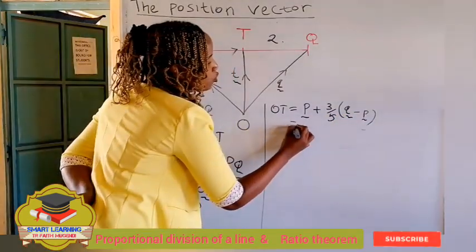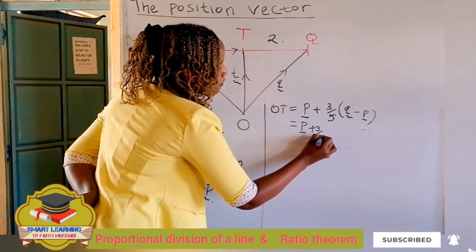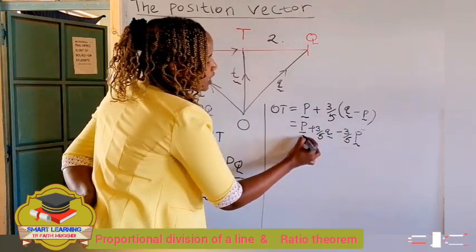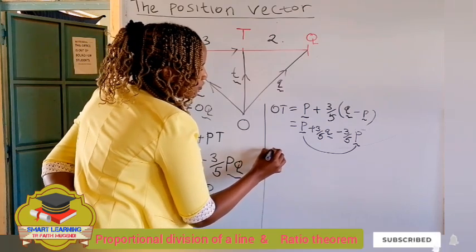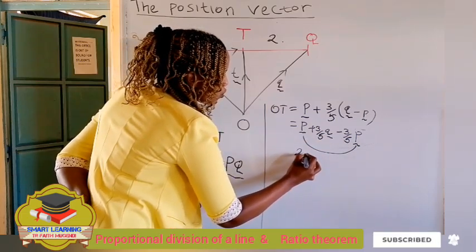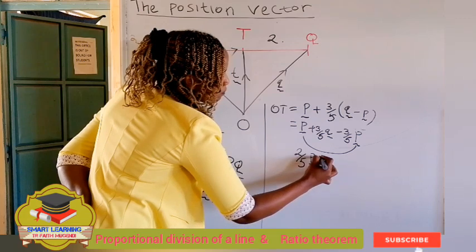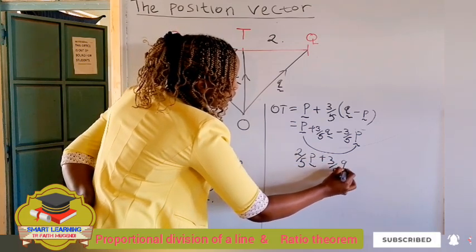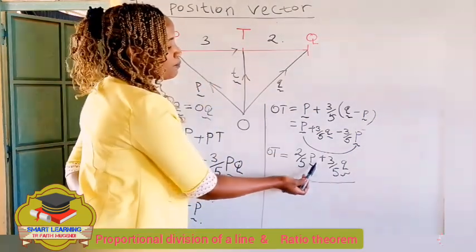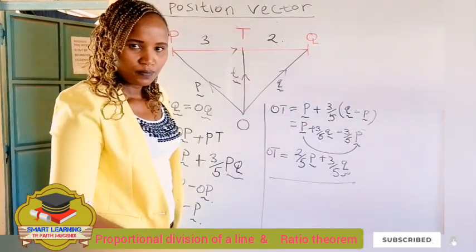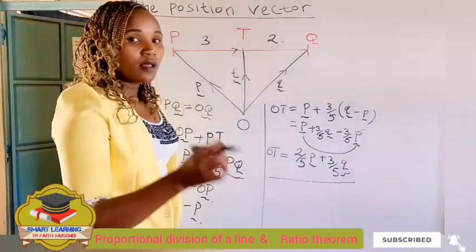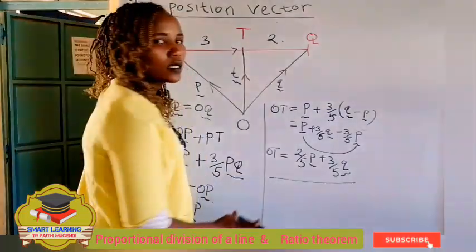Therefore, we shall have OT as P plus 3/5 Q minus 3/5 P. Now, putting the like terms together, we shall have P minus 3/5 P. So when we subtract, we shall have 2/5 P plus 3/5 Q. And therefore, we have expressed OT in terms of P and Q. Now, we want to ask ourselves, if we look at the answer that we have, what can we say?